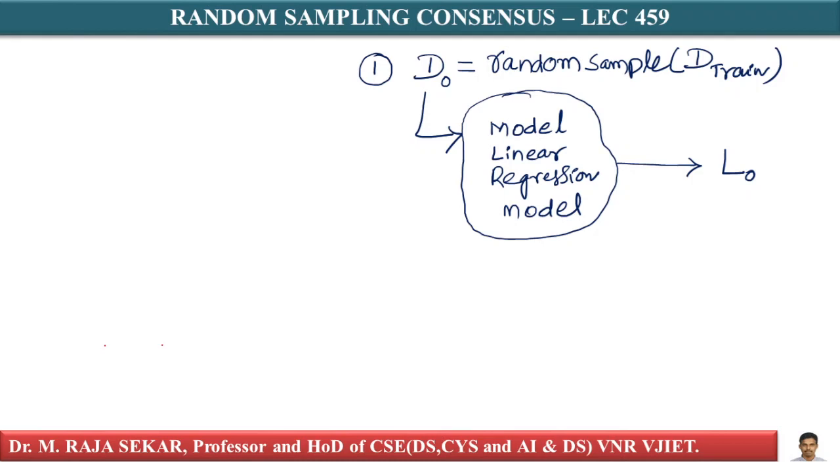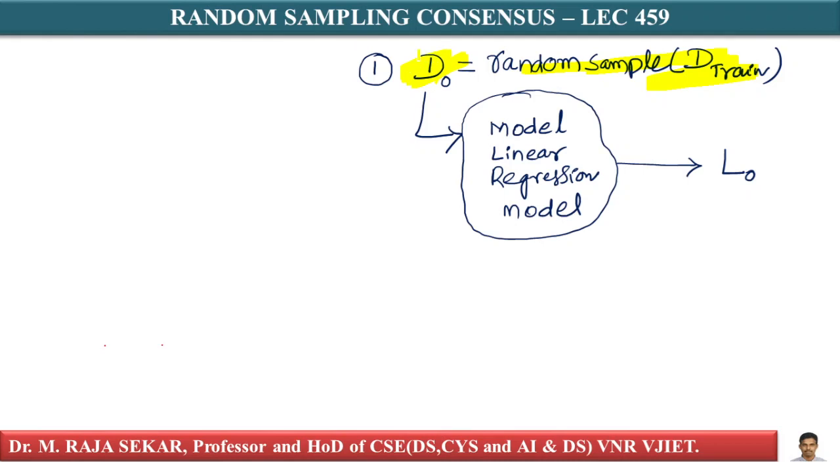So first let's take a data set D0. What is my D0? It is a random sample of points from D-train. That's why the random sampling word comes from this particular RANSAC. In RANSAC, RAN means what? Random. You are taking a random sample of points from D-train, and you are calling that D0.